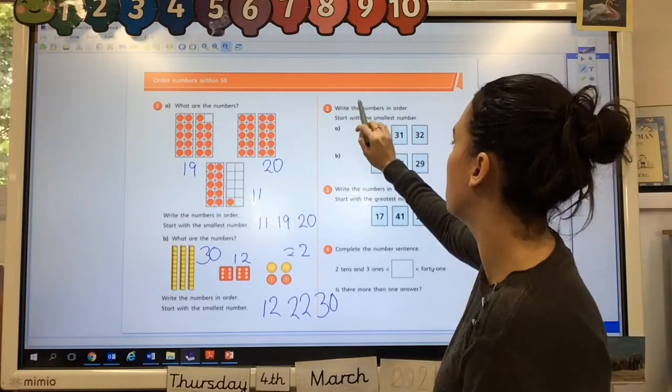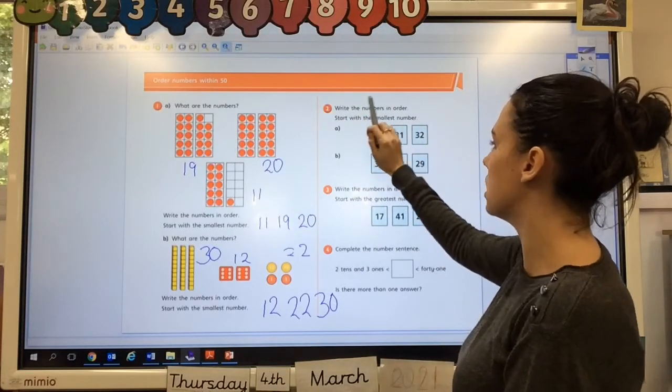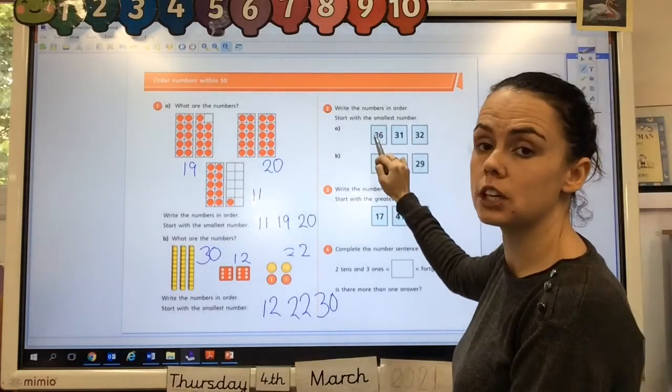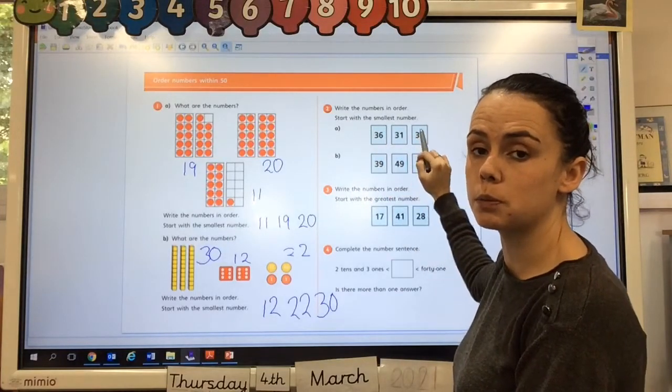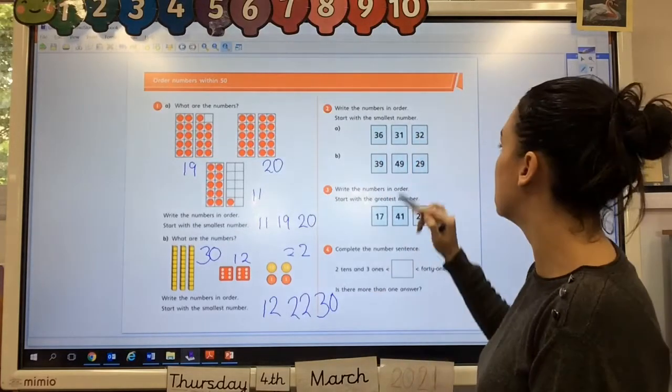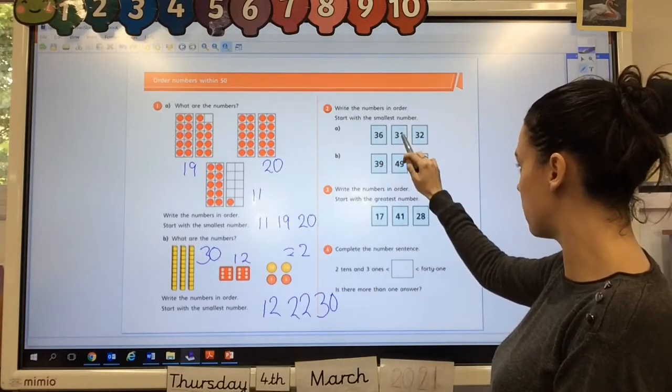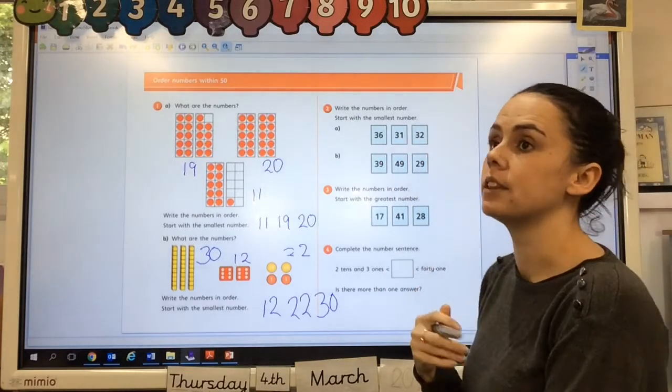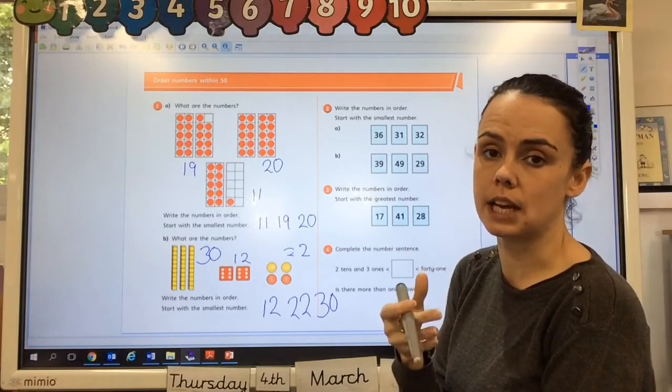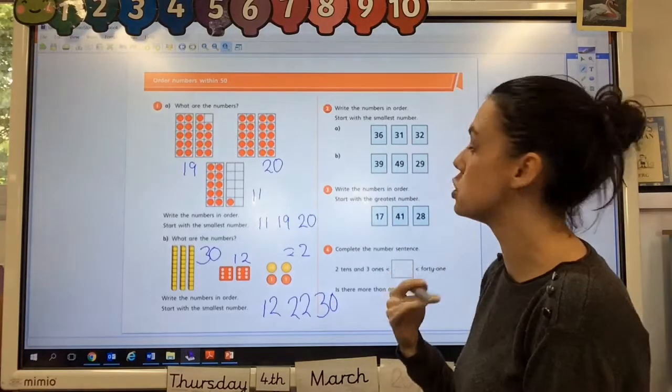Fantastic. Up here it says, write the numbers in order, start with the smallest. So we need to look at these 3 first, and we're going to put them in order here with the smallest number. So we've got 36, 31, 32. Now they all have the same 10s. So now we need to just do the ones.